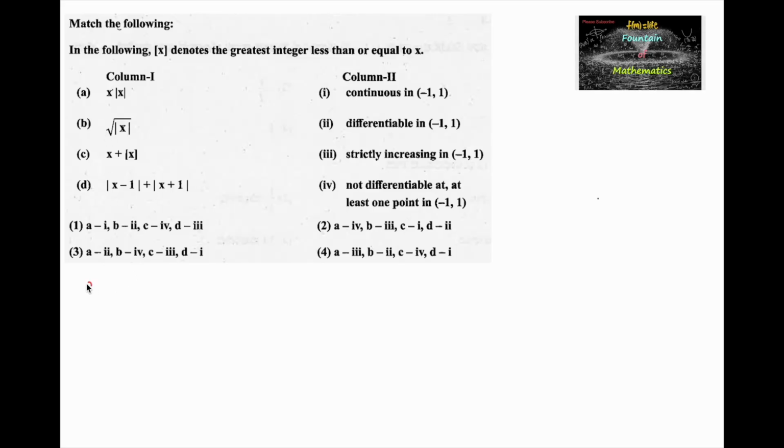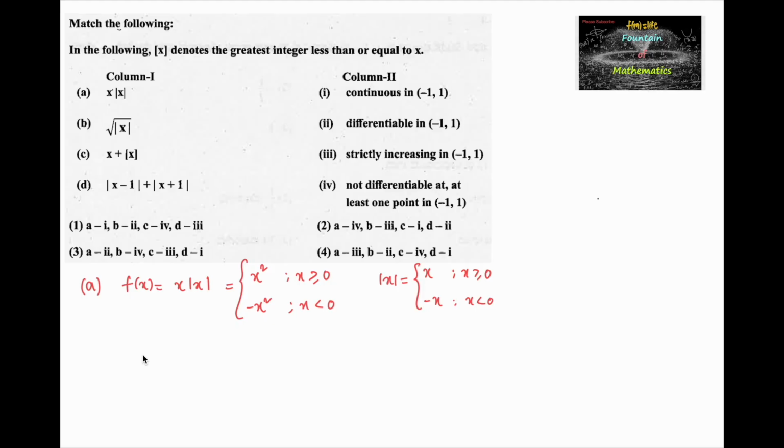Let us consider the first one. Say f of x is equal to x into mod x. So we can write, when x is positive, mod x can be taken as x, and when x is negative, mod x can be taken as minus x. So here we can write x into x, that is x square, whenever x is greater than or equal to 0, and x into mod x will be negative x square when x is less than 0.